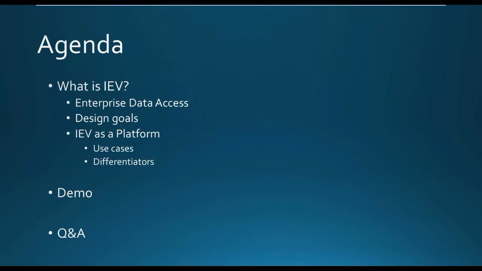What we're going to do is take a look at IEV, what it is, and what it means by Enterprise Data Access, some of the design goals that we've had with IEV, and why IEV is used as a platform in many cases. So we're going to look at some of those use cases and talk about some of the differentiators between IEV and other somewhat like products like reporting solutions and that kind of thing. And then we're going to get into a demo and spend most of the time there and then do a Q&A session at the end.